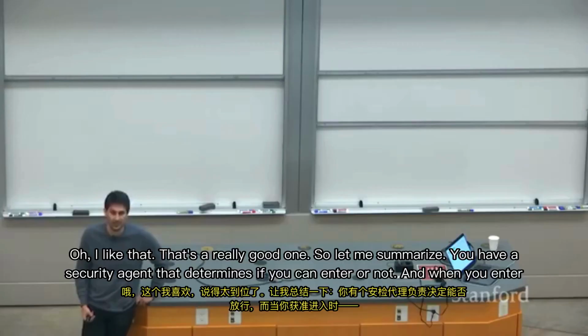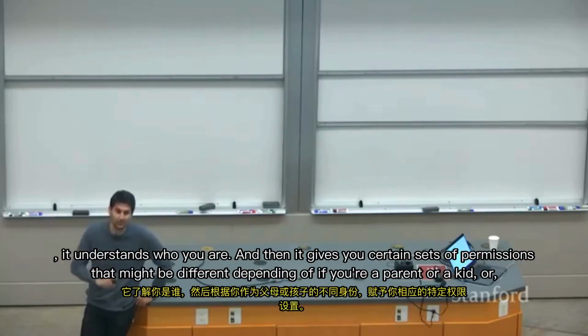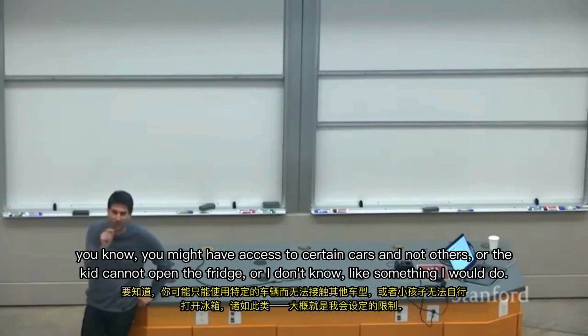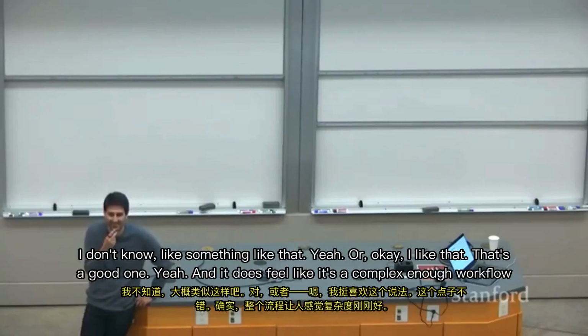Oh, I like that. That's a really good one. So let me summarize. You have a security agent that determines if you can enter or not. And when you enter, it understands who you are, and then it gives you certain sets of permissions that might be different depending on if you're a parent or a kid. You might have access to certain cars and not others, or the kid cannot open the fridge, or something like that. Yeah. Okay, I like that. That's a good one. And it does feel like a complex enough workflow where you want a specific workflow tied to that. I agree.